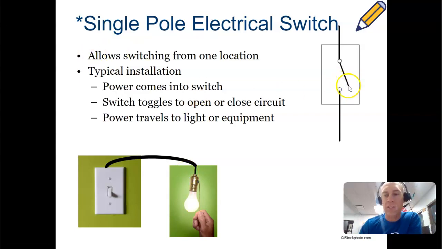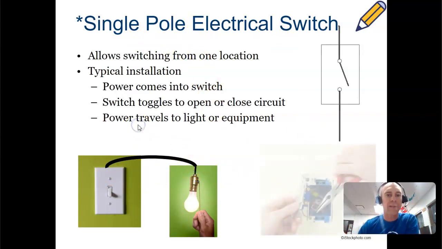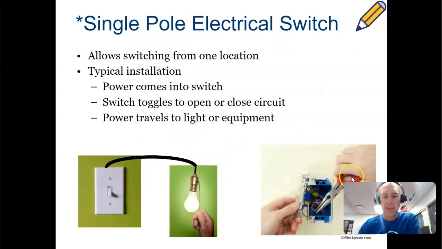And the switch looks like this. When the switch is on, then this connects the circuit. When it's off, it doesn't. So make sure you note this is what a single pole electrical switch does, and it just controls the light, turns it on and off. And there's just another picture of what it might look like for wiring purposes.